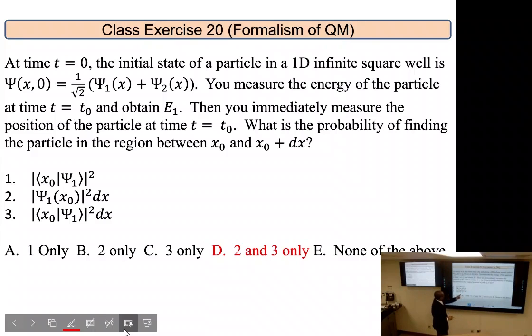Is x naught like the wave function at x naught? Exactly. The notation is confusing. So now we say it collapsed and obtained E1. Good point, I like your question, and you asked at the right time. Because we got E1, what is now psi? What is the index for psi now? Psi 1. Right. So that means that we got psi 1.